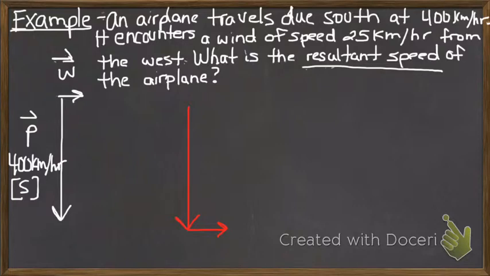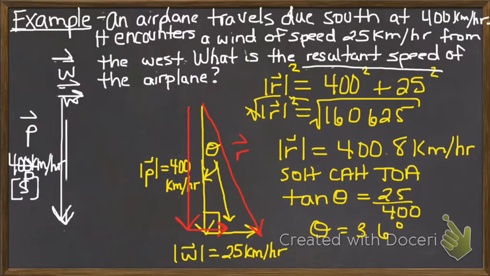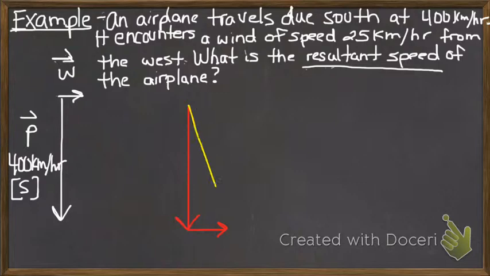Well, what is the resultant? Let's use a different color. I'll use this bright yellow. The resultant vector is the one that's drawn from the tail of the airplane all the way to the head of the wind. That's your resultant. I'm going to give that a name.